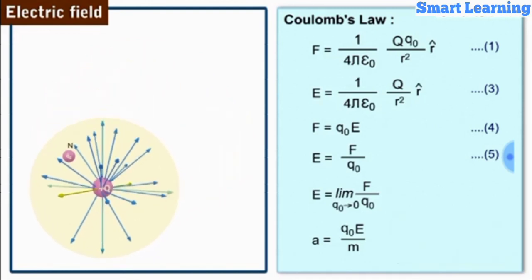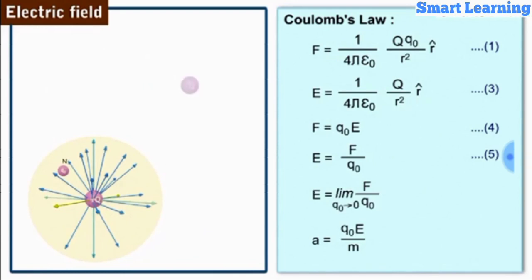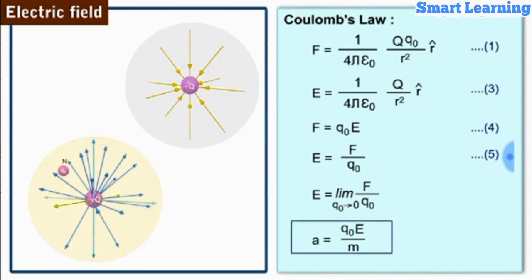In the electric field of a negatively charged particle, the electric field strength vector E at any point of the field always points towards the charged particle in a radially inward direction. Here, the point charge q0 in this electric field will be accelerated in the direction opposite to the electric field. The magnitude of acceleration of q0 is the same, regardless of whether the electric field is due to source charge plus q or minus q.